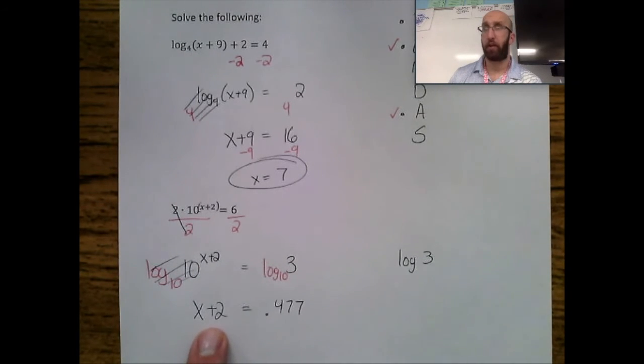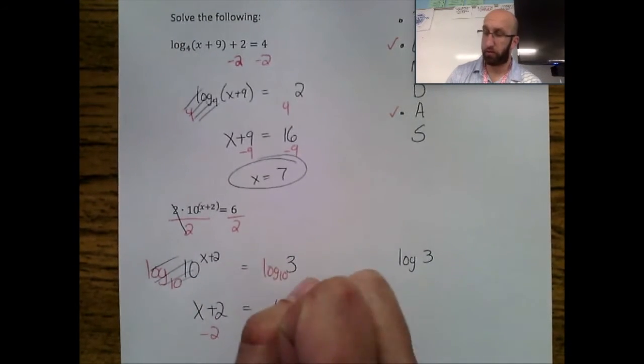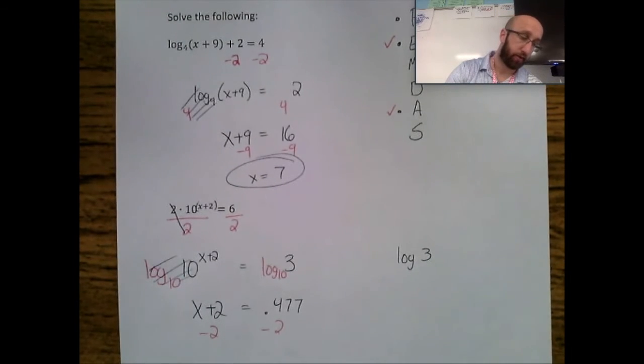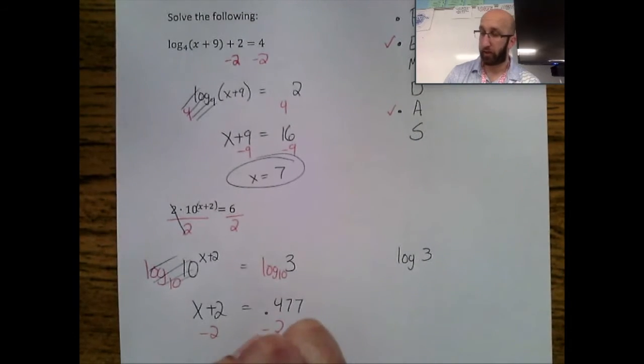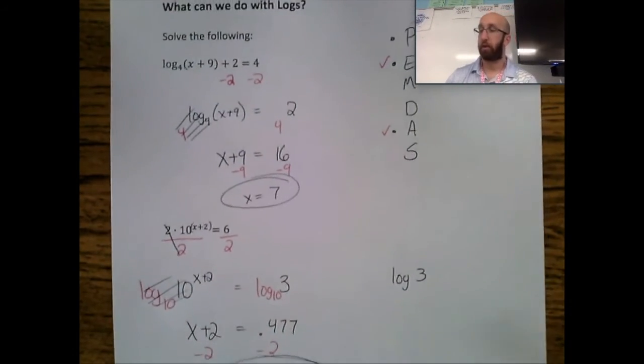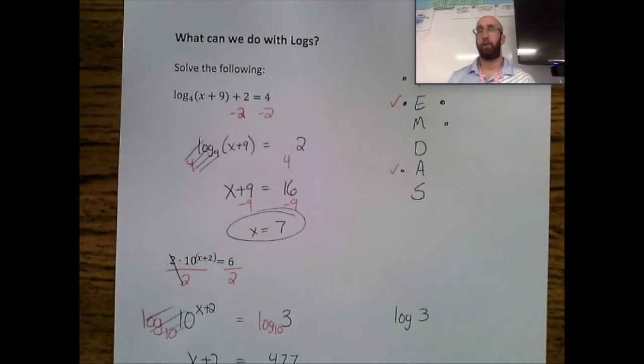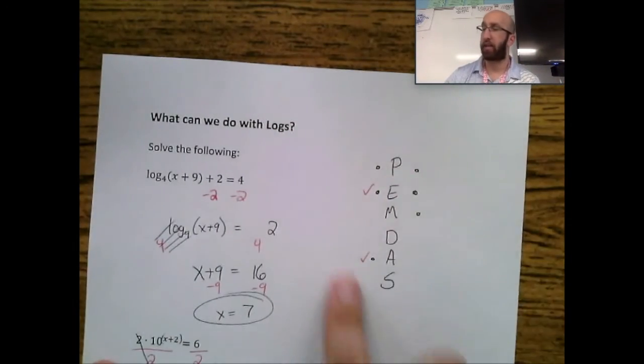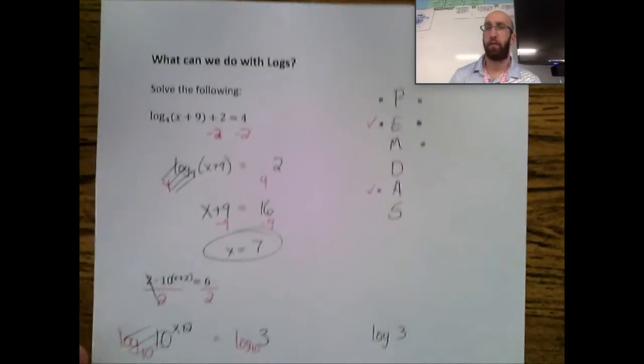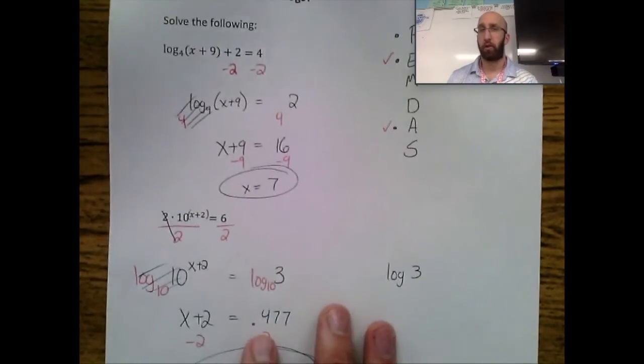It comes down. We have an x plus 2. Subtract the 2. Subtract the 2. 0.477, because that's what I rounded to. Minus 2 is negative 1.523. Okay. And that's what we can do with logs. Logs help us get rid of exponential bases. Exponential bases help us get rid of logs. So we're just adding to those tools of things we can use to solve equations.